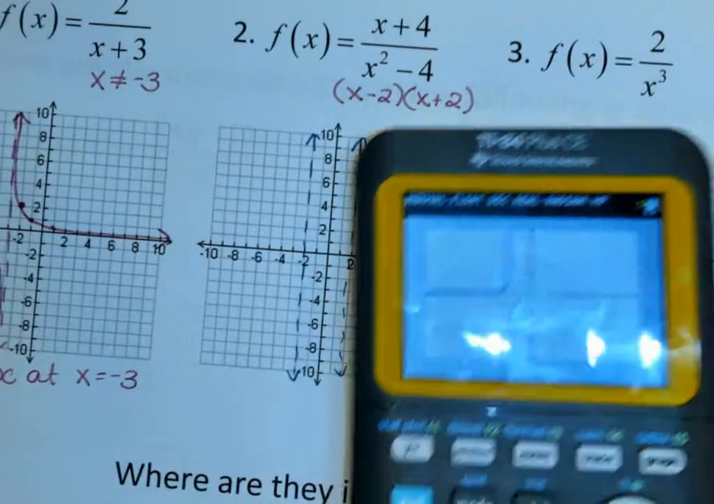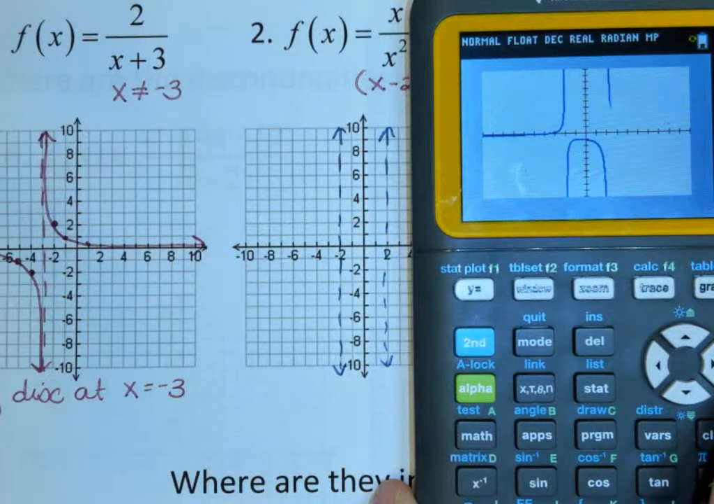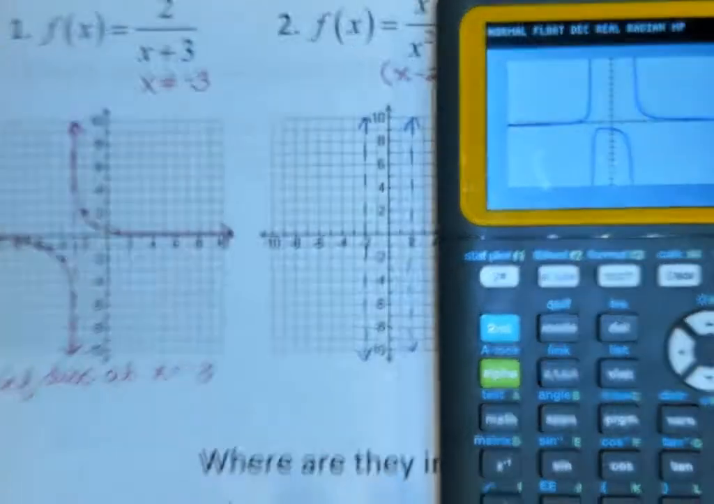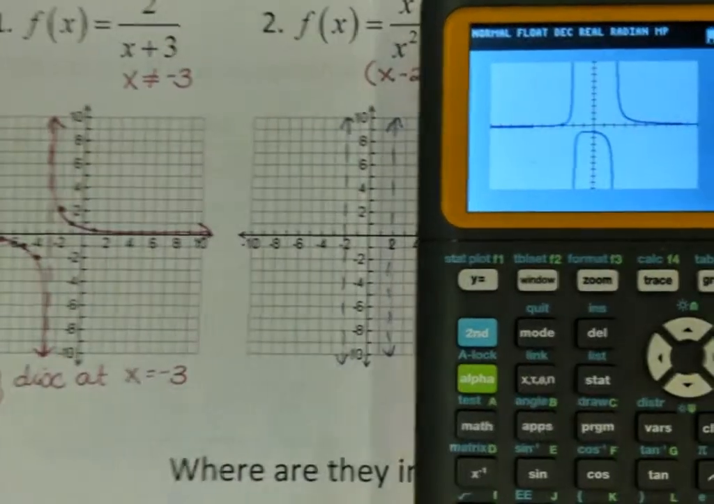All right. So hopefully you got a graph that looks something like that. You all okay with that? All on the same page?